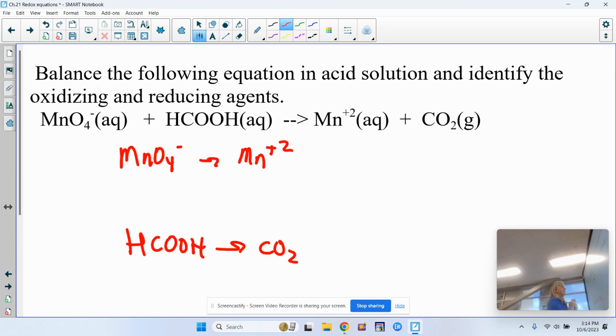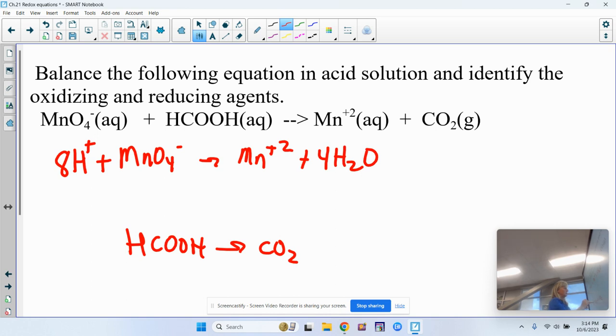So next thing, balance oxygens by adding water. So I would need to add 4 waters to this side on this one to get 4 oxygens. And here I have 2 oxygens and 2 oxygens, so that's already balanced. Next, balance hydrogens with H plus. I have 8 hydrogens on that side, so I need to add 8 H pluses to this side.